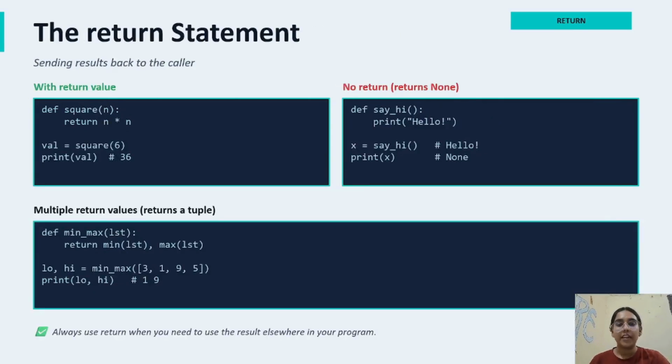The return statement is how a function gives you back a result. If you don't return anything, Python gives you None by default. Cool trick, you can even return multiple values. Python bundles them into a tuple automatically. Always use return when you need the result somewhere else in your code. You can see the examples right in the slide.